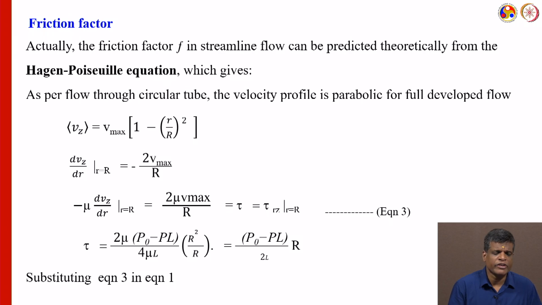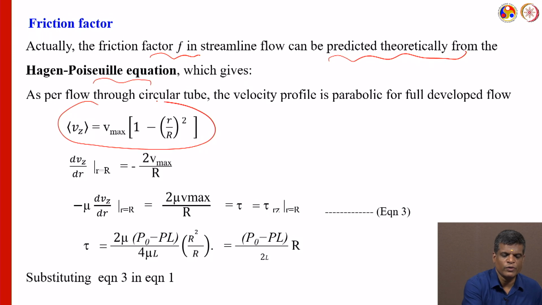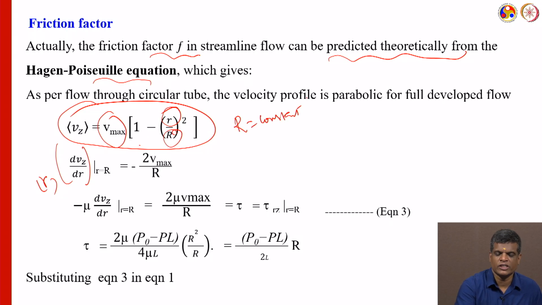The friction factor F for streamline flow can be predicted theoretically from the Hagen-Poiseuille equation. This part we already know, because last class we discussed Vz equal to V max of 1 minus (r by R) square. From that, you differentiate this equation with respect to r. Here the variable is small r, but capital R is a constant, so we cannot differentiate it.